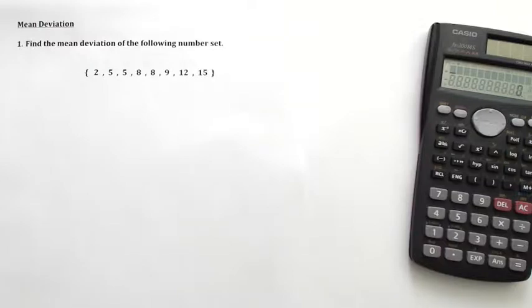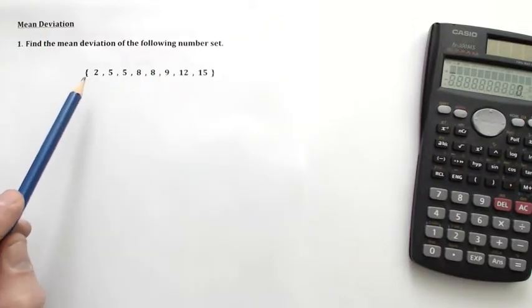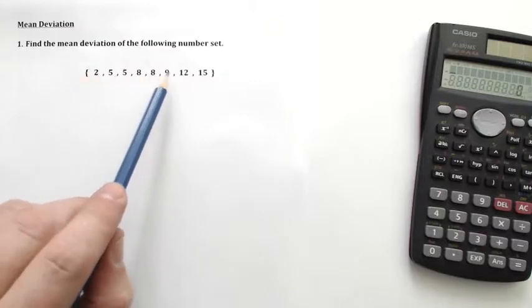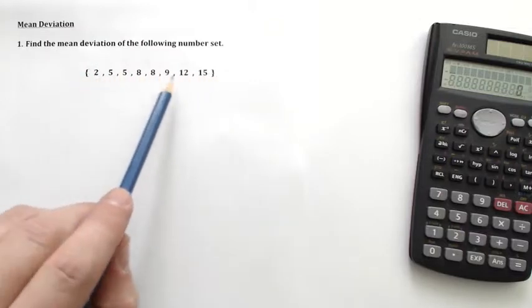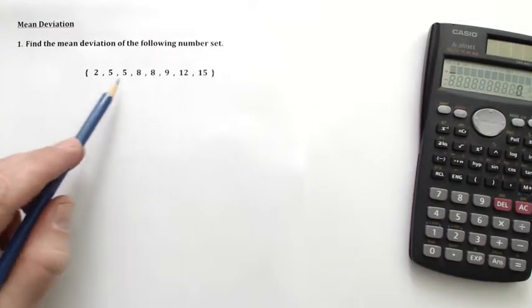Mean deviation is a pretty fancy way of saying we just want to know how far on average each value is away from the mean. In other words, we get the average of the distance of each of these from the mean. So it's pretty much procedural. There are only a few steps that we have to follow in order to deal with these numbers.